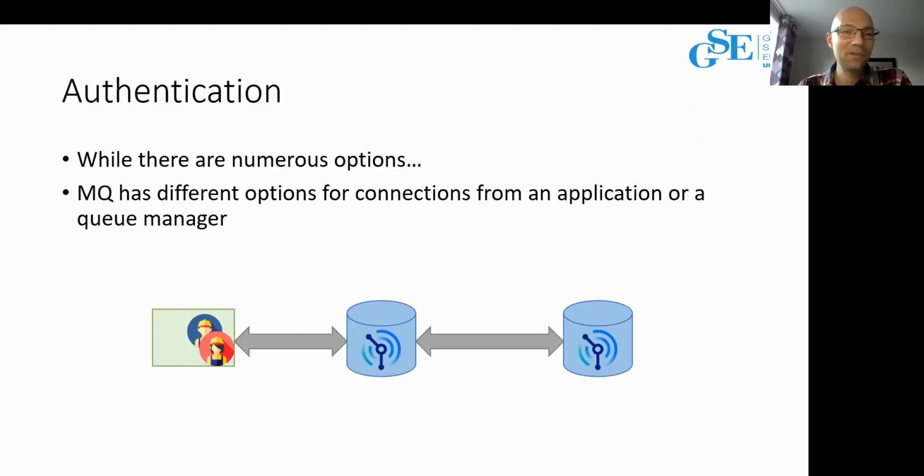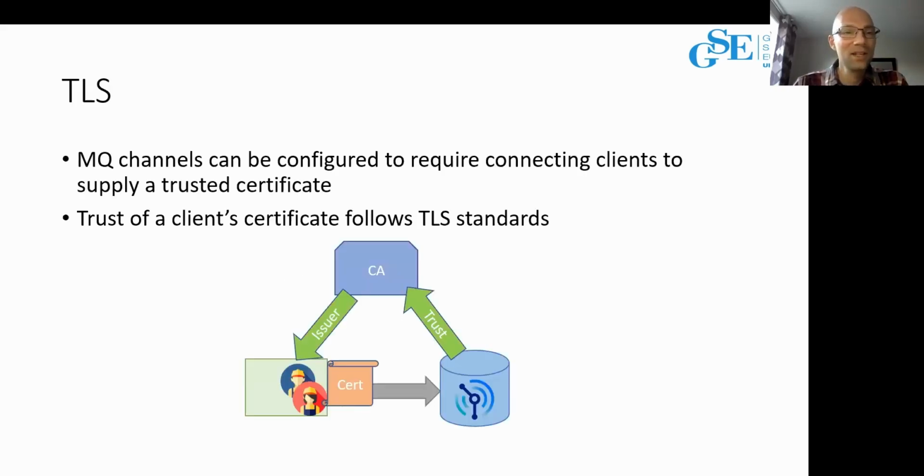As I think I've already mentioned a few times, there are different options, and the ones that you have are slightly different based on whether you have an application connecting into your queue manager or another queue manager connecting into your queue manager. But I'll point that out as we go along. So here are the options we have. So first up, we have TLS.